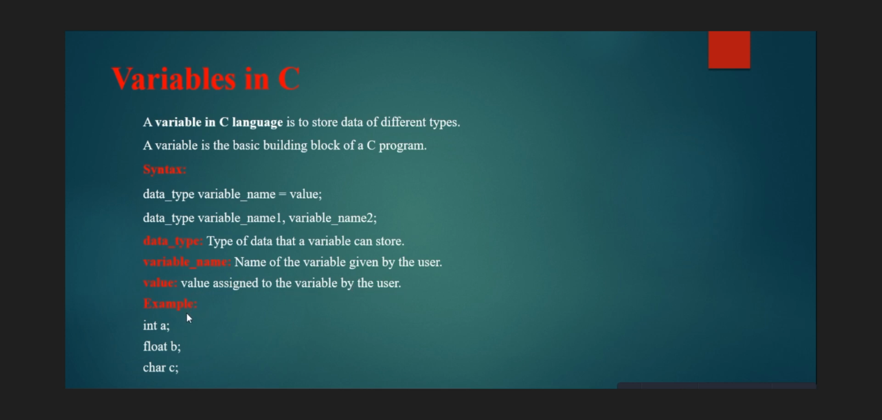Here are the examples of declaring variables. Int a, float b, char c. Here a is an integer variable, b is a float type variable, and c is a character type variable. These are the examples.